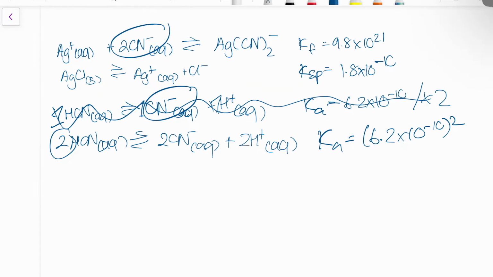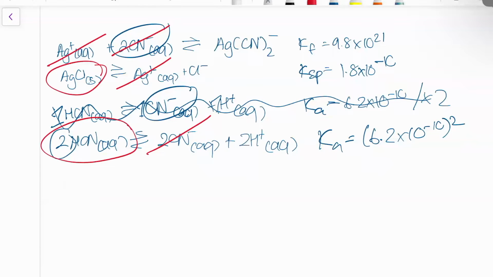So what I can cancel out is this and this now because they're on opposite sides. So what I have left is my Ag plus (aq). Oh no, hold on. My Ag plus also cancels out. So that cancels out there. So I have AgCl and 2HCN, and you're sort of seeing the equation form. That's where my HCN reacts with my AgCl to dissolve it on the other side.